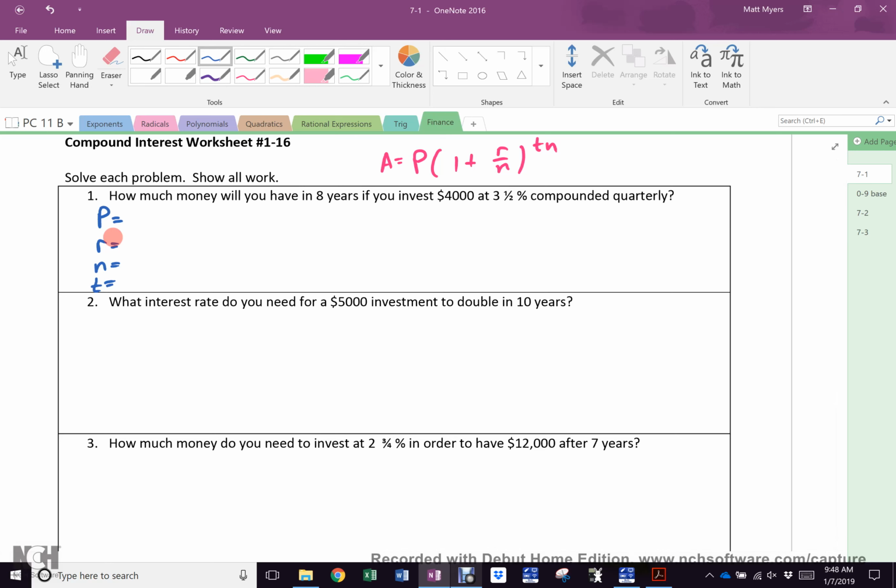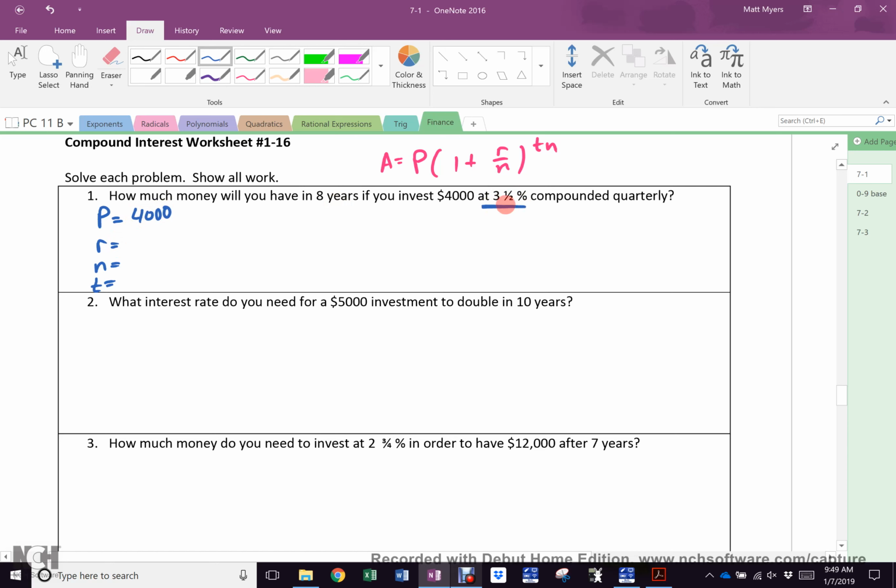But I will warn you that what we do today will be made much easier as you are learning how to do it if you are willing to do this. You understand? So, of course, the P is 4,000 because that's what we started with. The R, 3.5%.